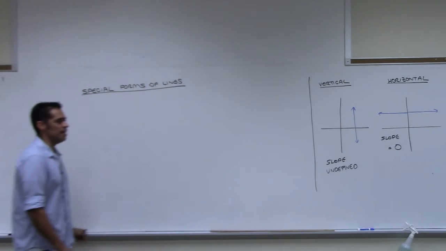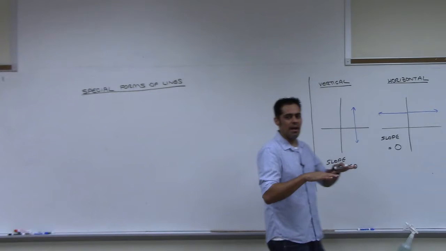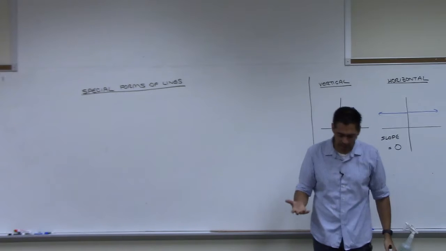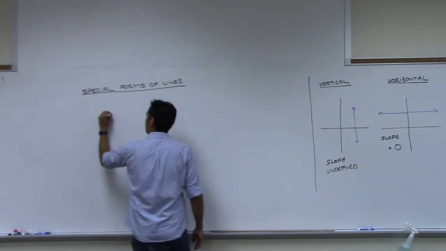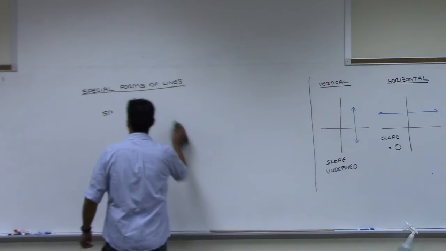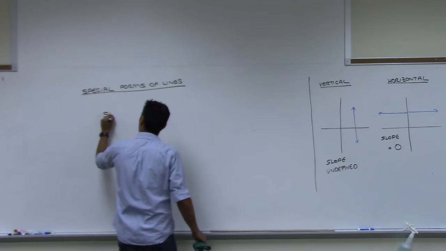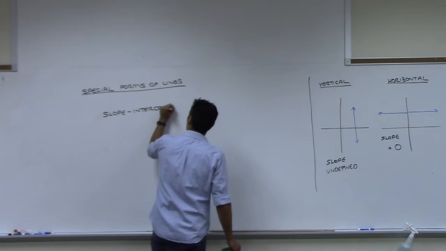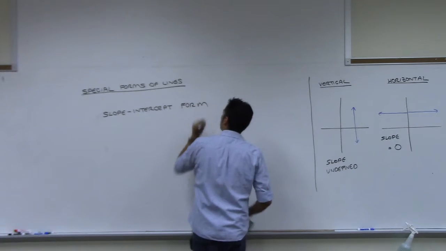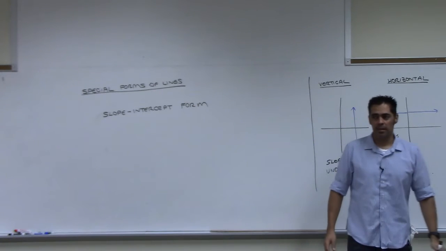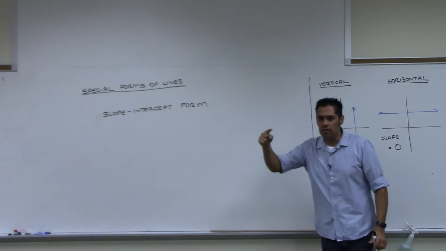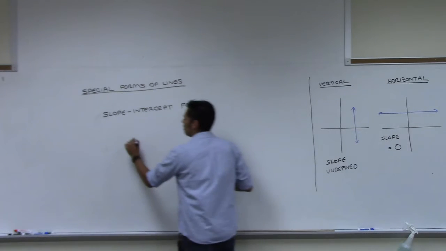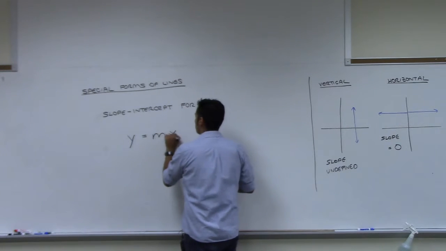Okay, special forms of lines. So I gave you the standard form of a line, didn't I? Ax plus By equals C. But there are some other special forms, and the one that we love to use is what we call the slope-intercept form. The reason why it's called the slope-intercept form is because when you look at the equation, you can identify the slope and the y-intercept just by looking at it. So here's what it has to look like. And you've seen this: y equals mx plus b.